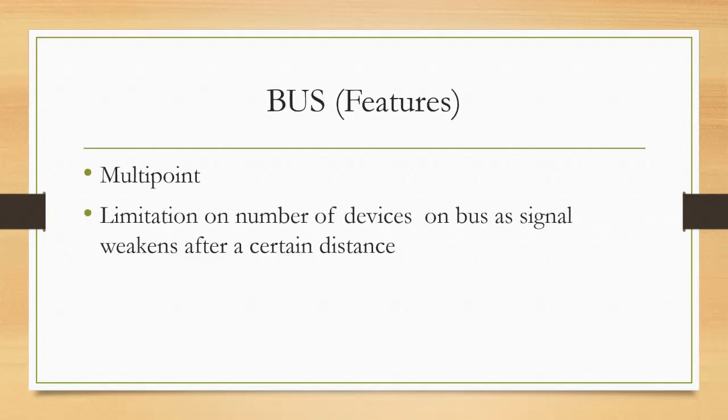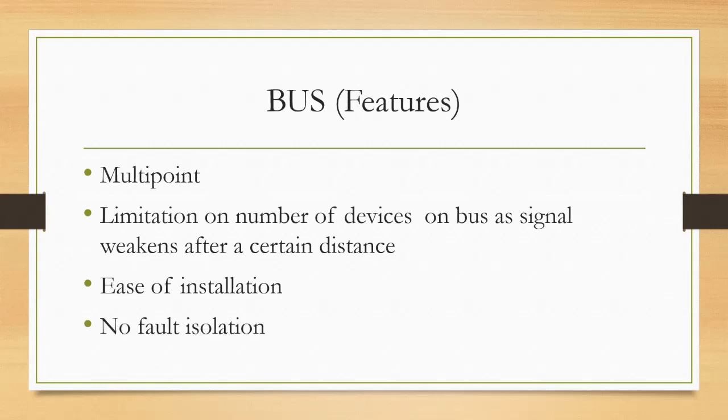We have multi-point communication. A limited number of devices can be connected as the signal weakens after a certain distance. We know that when the signal travels a certain distance, there is attenuation. So there is a limitation on the number of devices that you can connect to a bus. Ease of installation: you can add devices easily using a drop line and a tap.